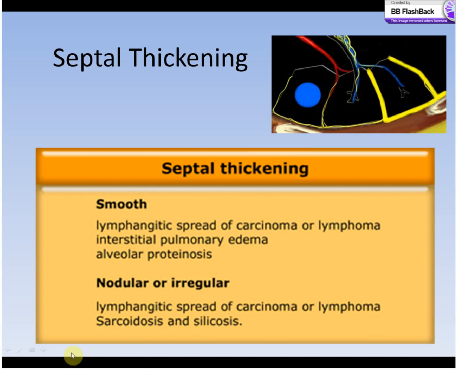When you look at septal thickening, it can either be smooth or nodular. Invariably, the illnesses that we associate by radiological analysis with smooth septal thickening are lymphangitic spread of cancer, interstitial pulmonary edema, or alveolar proteinosis. Whereas nodular or irregular septal thickening can again be lymphangitic spread of cancer, but sarcoidosis and silicosis are very common findings, specifically sarcoidosis, when you see nodular septal thickening.